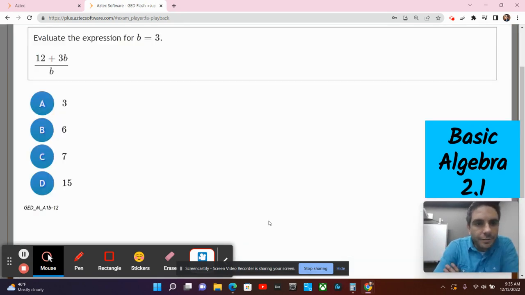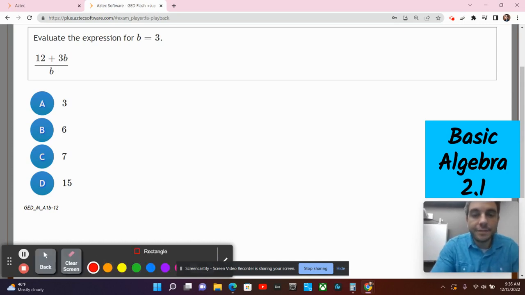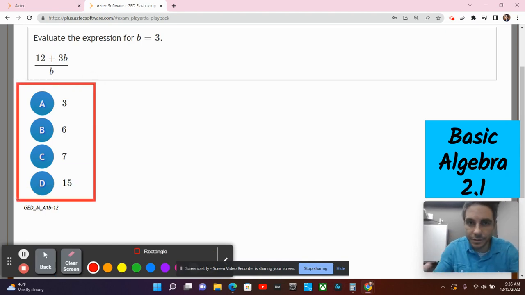Evaluate the expression for b equals 3. And then they give us a fraction with the top of the fraction showing 12 plus 3b, the bottom of the fraction showing b. Evaluate is another word for solve. So in this question, we will actually have a number answer, as we can see from our multiple choices. But if it was a fill in the blank, you know that evaluate means that you're going to have an answer that you're going to type in.